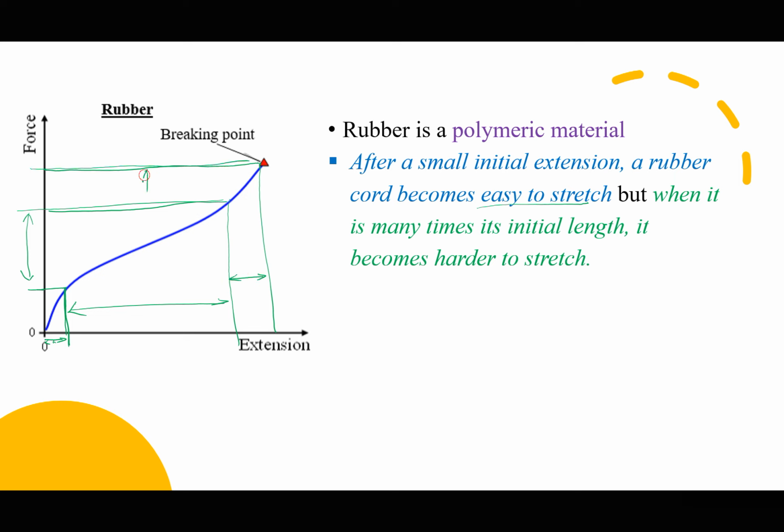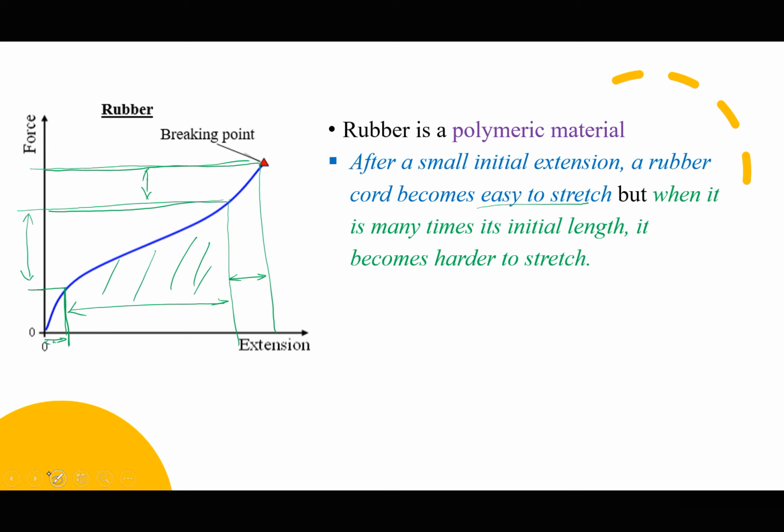So compare these three regions. Initially, it is hard to stretch, but after small extension, it becomes easy to stretch. And when it has stretched many times more than its original length, again it becomes harder to stretch. That is the behavior of all polymers. So what is the difference between rubber and a wire? Of course, a metal wire is not like this one here.